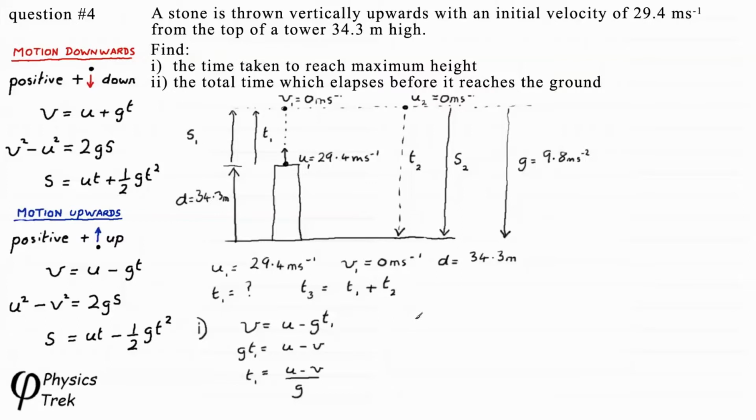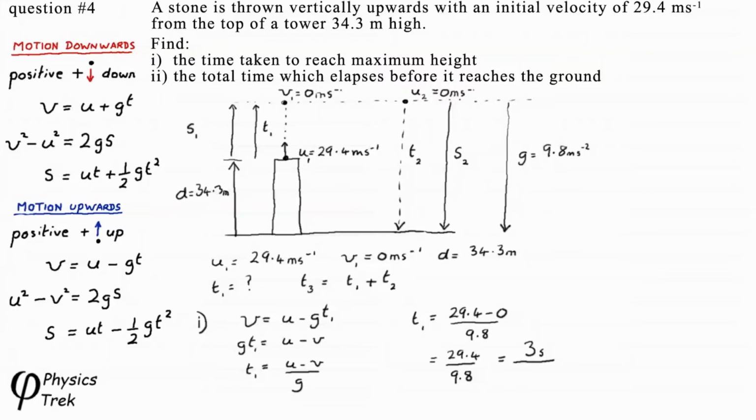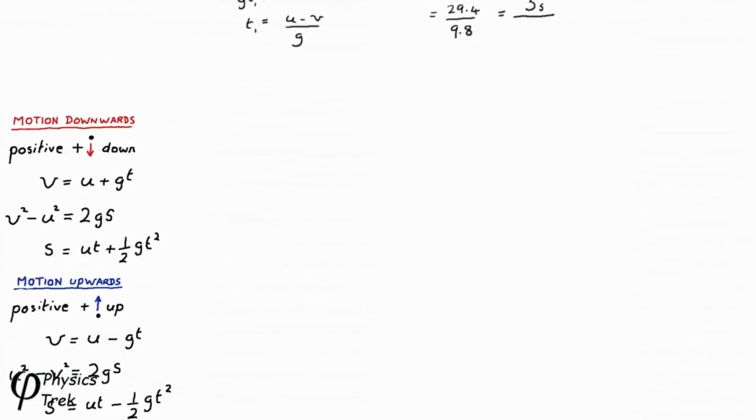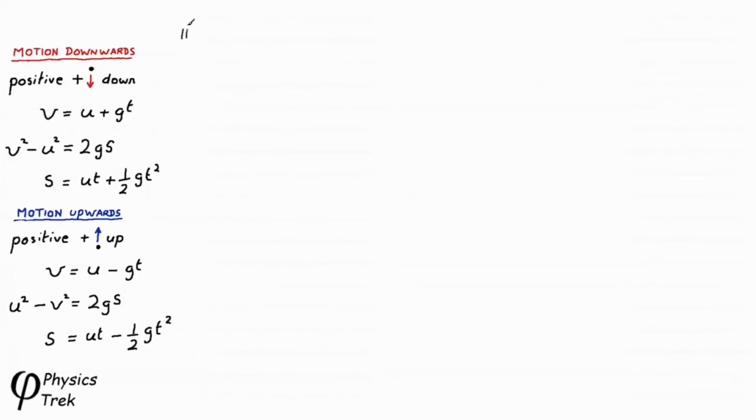Now it's just a case of putting the numbers in. t1 is equal to 29.4, which is u, minus 0, which is v, divided by 9.8, which gives us 29.4 divided by 9.8, which equals 3 seconds. Okay, now to part 2.